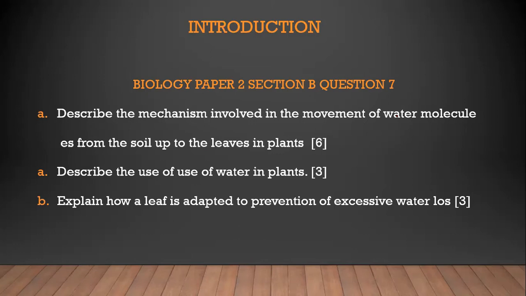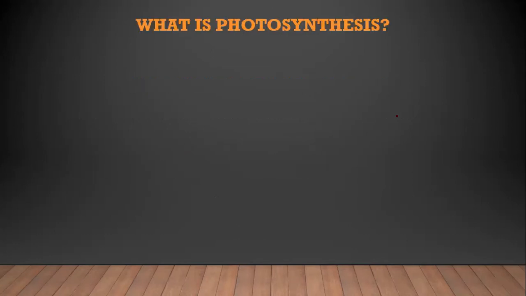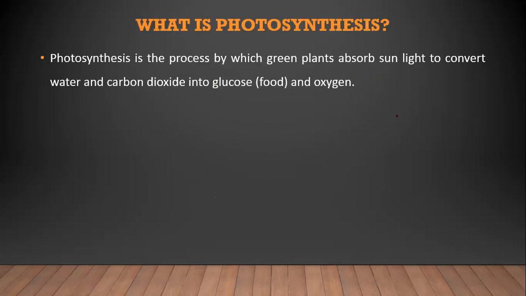Now this got me thinking, so I decided, let me give a summarized and interesting tutorial on photosynthesis. So I begin. What is photosynthesis? Photosynthesis is simply the process by which green plants absorb the sun's light and use it to convert water and carbon dioxide into glucose and oxygen. Please note that we are saying photosynthesis is simply the process by which green plants use the sun's energy to convert water and carbon dioxide into glucose and oxygen.